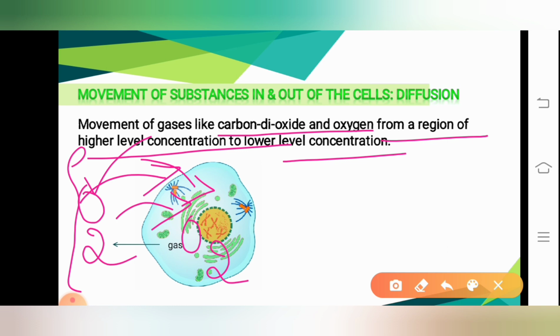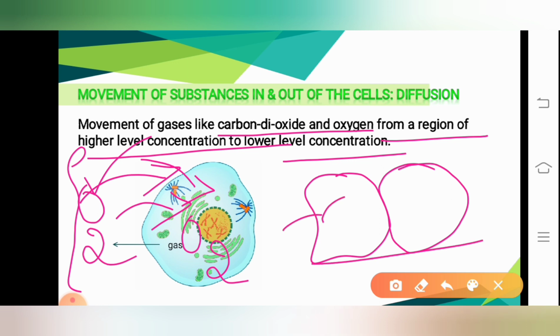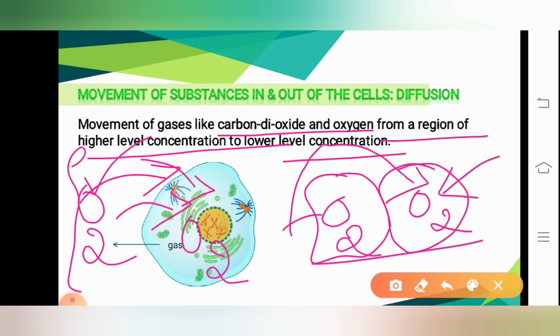Correct? So from which place to which place? From the region of higher concentration to the region of lower concentration. This can also happen between a cell and a cell. Suppose there are two cells here. If this cell has a higher concentration of oxygen, whereas this cell has a lower concentration of oxygen, the cell with the higher concentration of oxygen will send it to the cell with the lower concentration. Correct? So this is how the movement of substances takes place under diffusion.